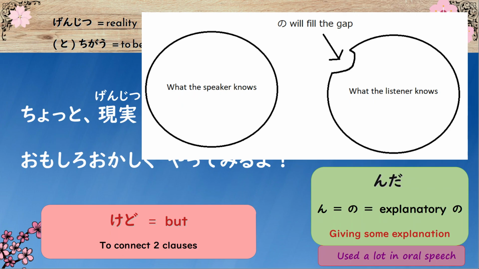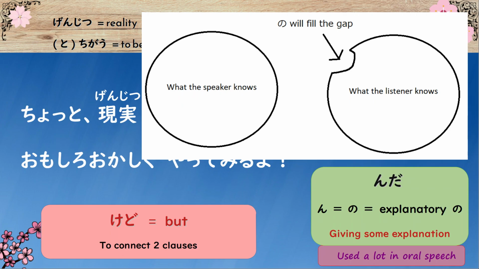And so, sentences with nda will fill the gap. So the speaker will add nda at the end of his sentence to indicate that the sentence will fill a gap in what the listener doesn't know about the situation and that the speaker knows. So this is why we say giving some explanation. But you see that then it can be used in many situations, and it's not like a pure explanation per se in any situation. Most of the time it's very subtle, and for example in our sentence here, it is very subtle.